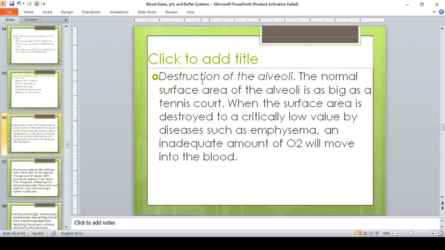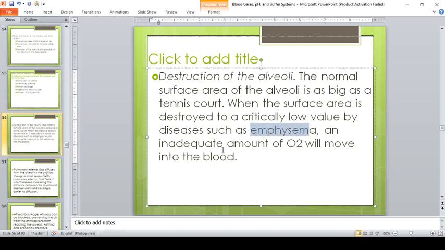So, number one, that is destruction of alveoli. If there is destruction of alveoli, just like in emphysema, there will be an inadequate amount of oxygen that will move to the blood. Okay? Because the alveoli are damaged, even if you are breathing or inhaling air, the oxygen that you inhaled will not be properly absorbed by the alveoli.